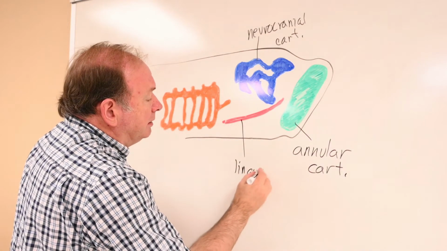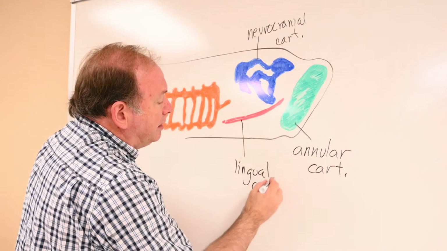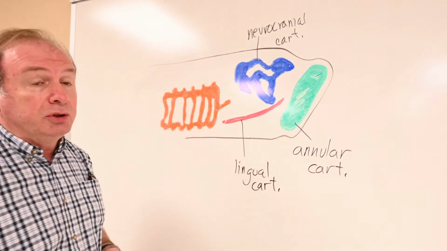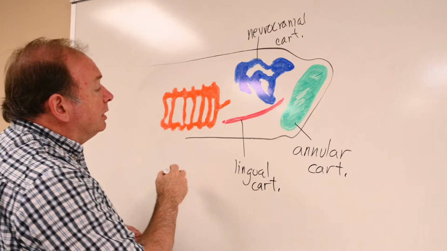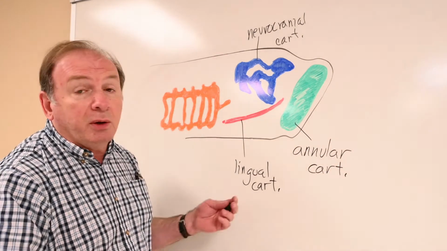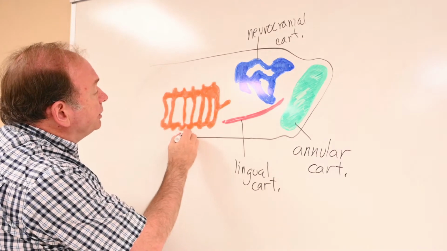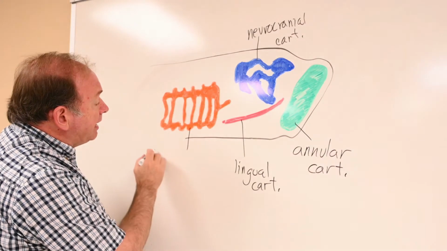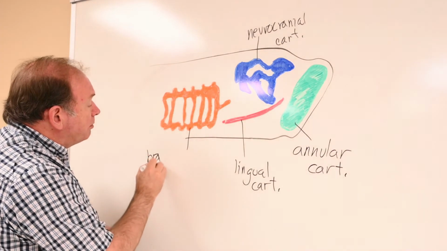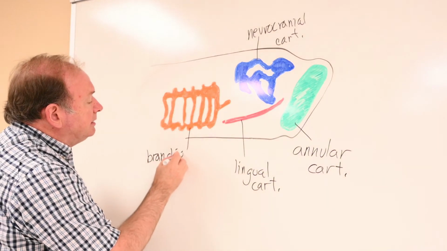In the tongue, there's a lingual cartilage. Lingual cartilage in the tongue of the lamprey, which we don't see then in other vertebrates. And then finally we have this branchial basket.